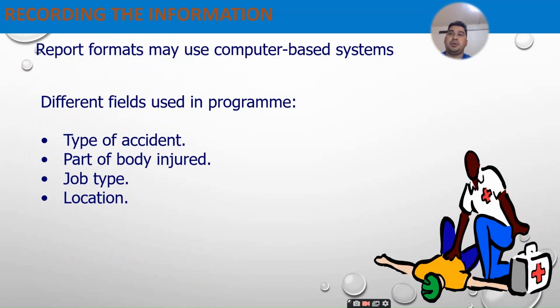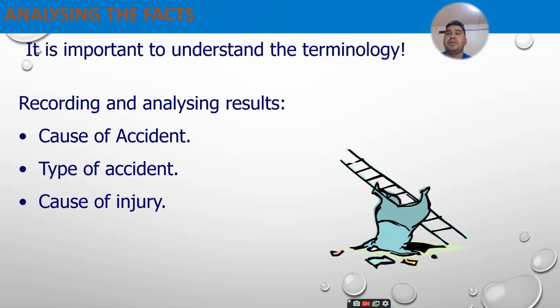Now, recording the information. Report formats may be used, computer-based systems, with different fields used in the program: type of accident, part of body injured, job type, and location. Analyzing the facts: it is important to understand the terminology, and to record and analyze the results, cause of accidents, as I said, root cause, type of accident, and cause of injury.